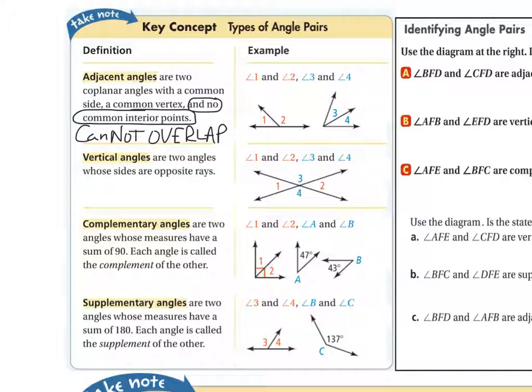Complementary angles are two angles whose measures have the sum of 90 degrees. Again, each angle is called the complement of the other. So two angles that add up to be 90 degrees are complementary. Supplementary angles are two angles whose measures have a sum of 180. Each angle is called the supplement of the other. Like I said, that's what the sum means: two angles that add up to 180 degrees are supplementary to each other.